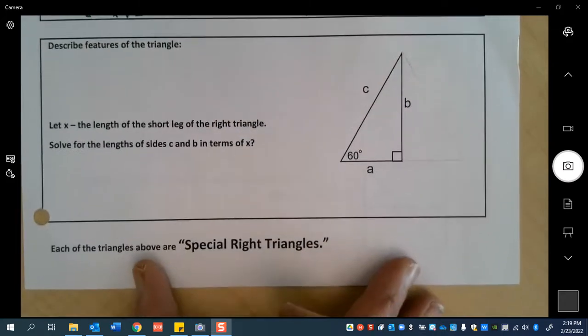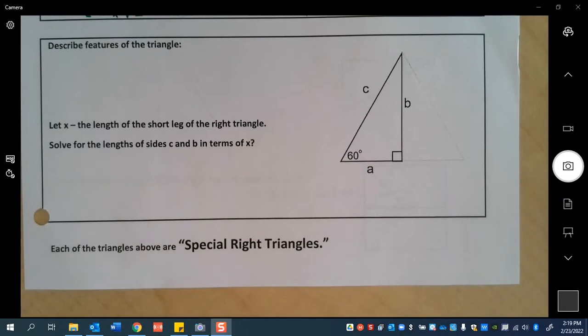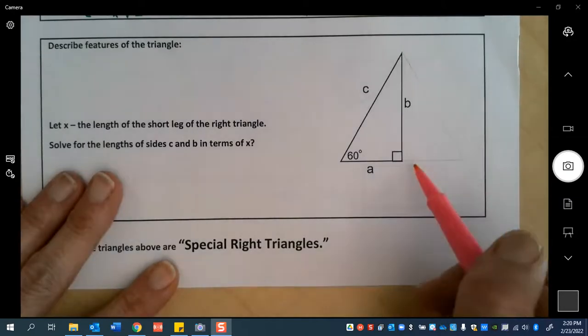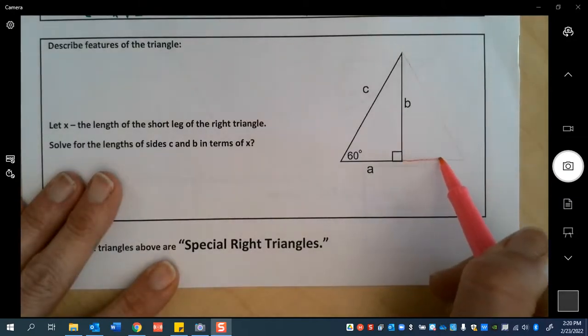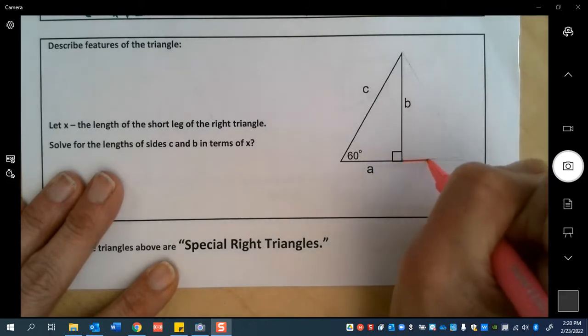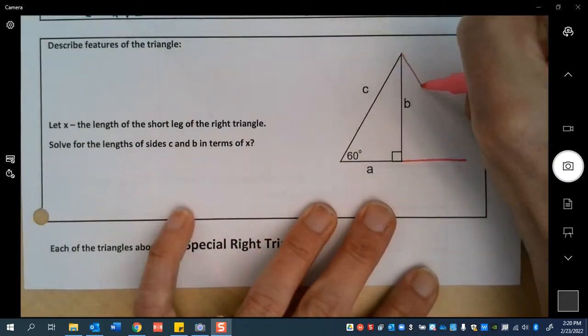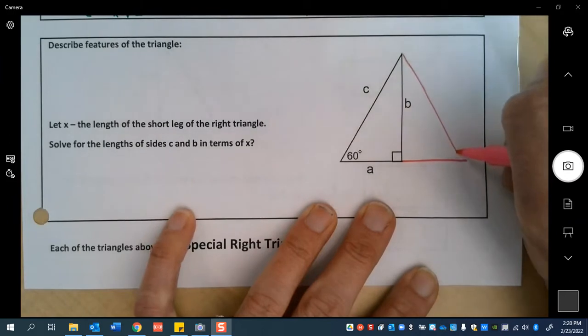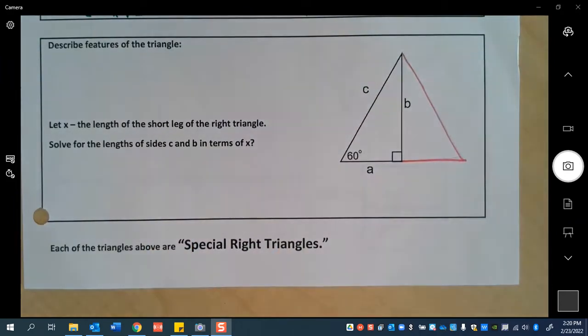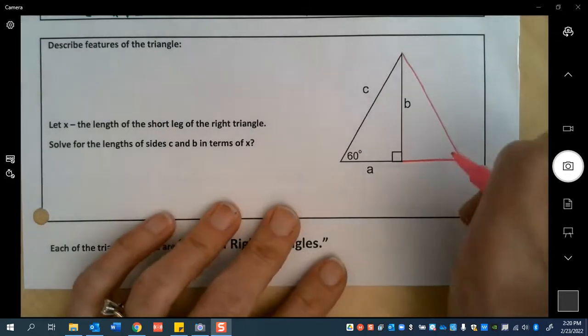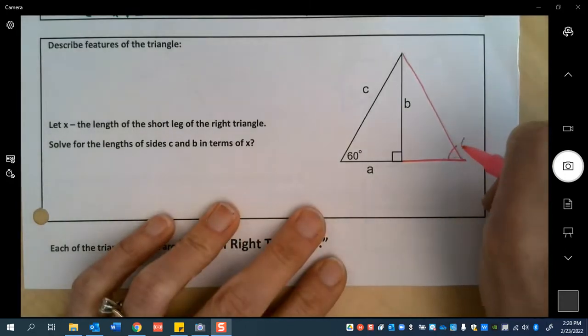Special right triangle number 2. Do you see this very light, faint outline on your notes? Do you see it on your notes? Yeah. That is the second half of this triangle. Picture it as a mirror image.